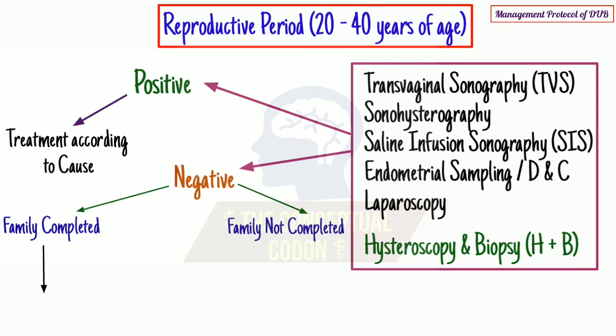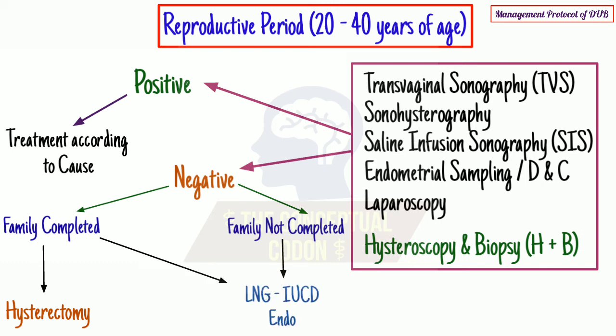If the family is completed, then hysterectomy is a treatment option. But if the family is not completed, hysterectomy should not be done. Other options include LNG IUCD, endometrial ablation or resection, etc.